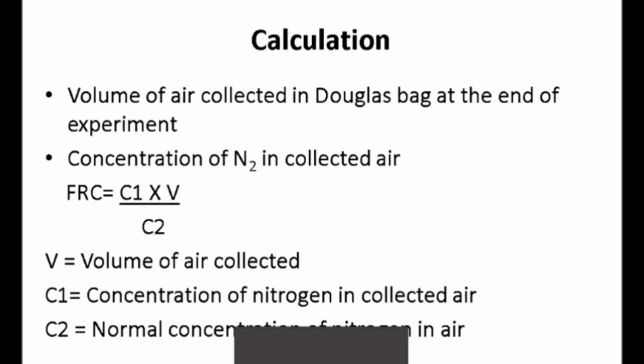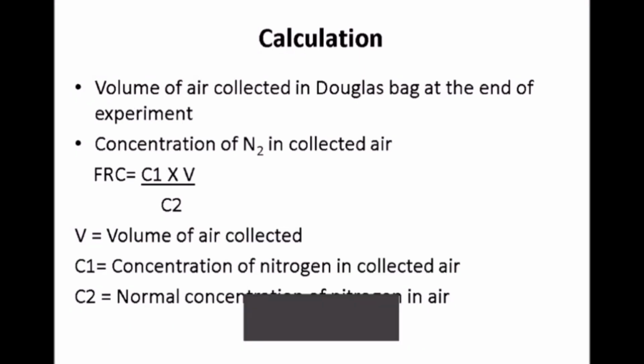There's a calculation based on this. When the volume of air collected in the Douglas bag at the end of the experiment is taken, the concentration of nitrogen in the collected air is measured. So we have a rough equation, C1 into V by C2. C1 is the concentration of nitrogen in the collected air, C2 is the normal concentration of nitrogen in air, and V is the volume of air collected. So this is the nitrogen washout method.